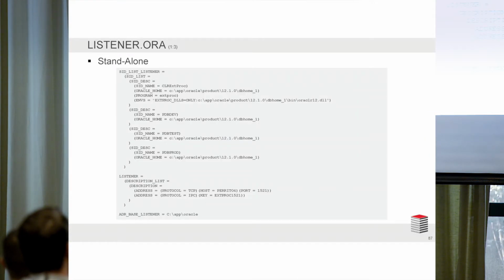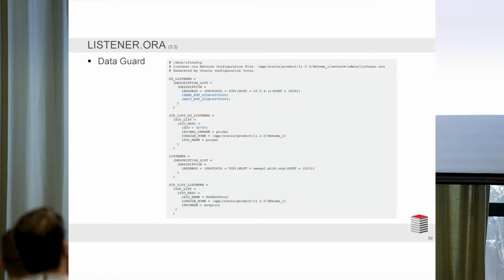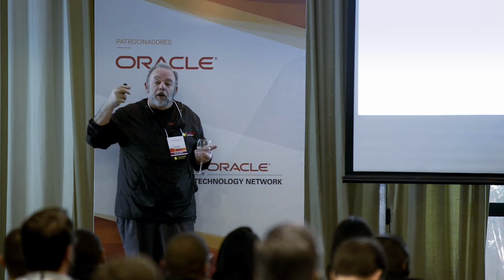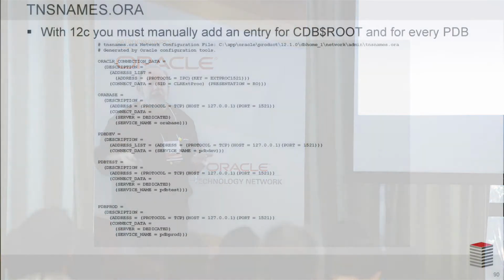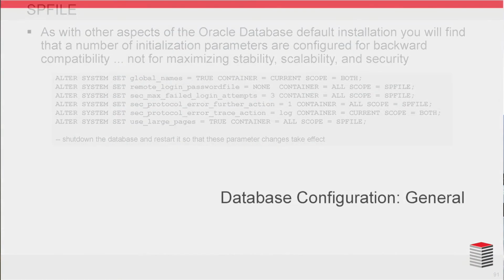So here's some of this stuff also put into a listener.ora. And there's your global dynamic endpoint information. If you are doing replication with GoldenGate or with Data Guard, specifically with Data Guard, you want to modify your listener.ora or your tnsnames.ora to increase the buffer sizes and absolutely increase the SDU so that you don't have performance issues related to your replication. Again, the Oracle installer will not do this by default. It does not know this stuff.